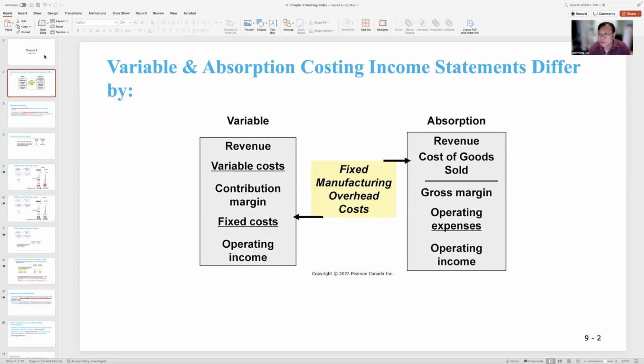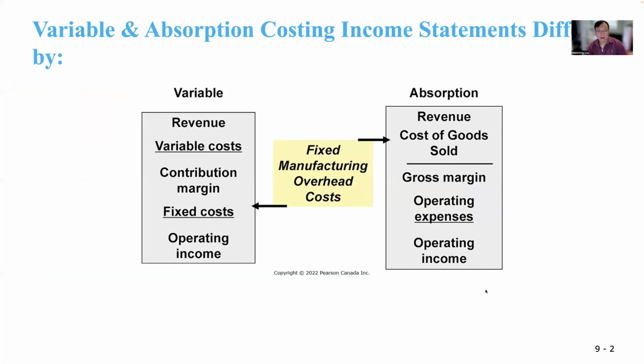In this chapter, we are learning about how to allocate fixed manufacturing overhead. There are two possible costing methods here in this chapter. One is called variable costing. The other one is called absorption costing.